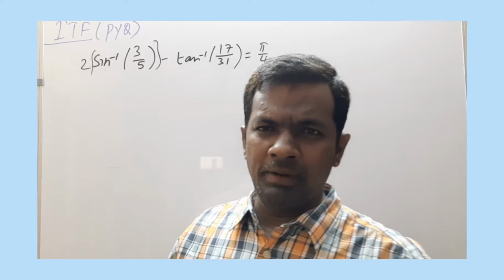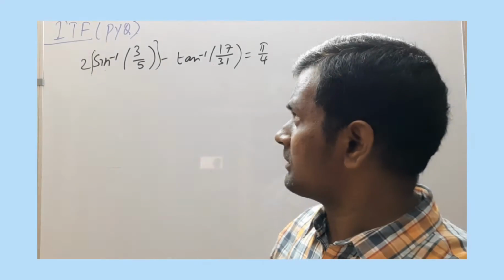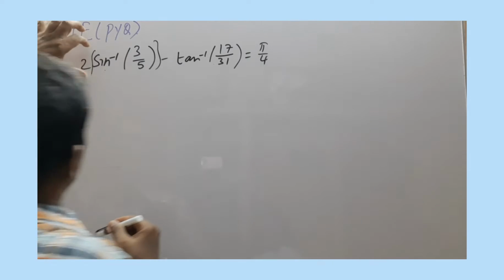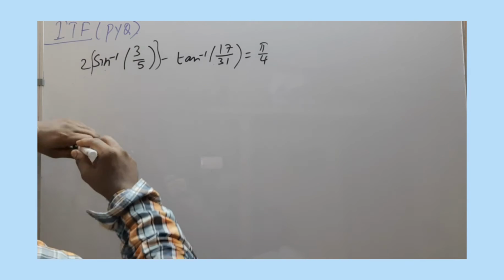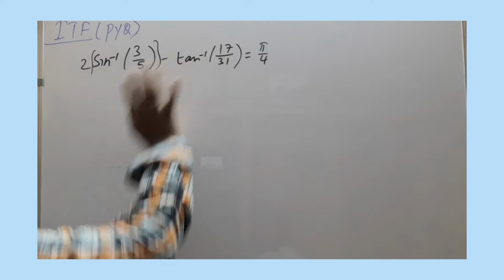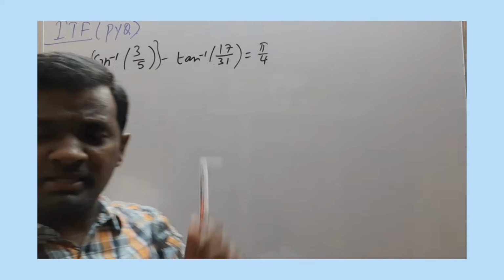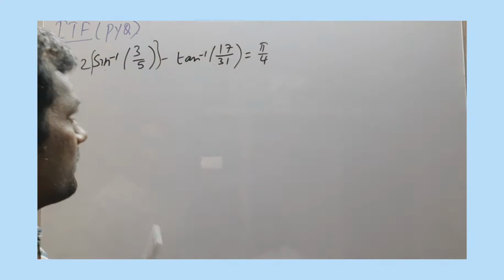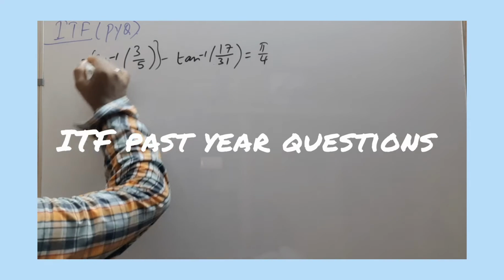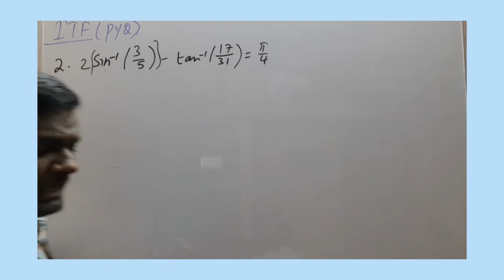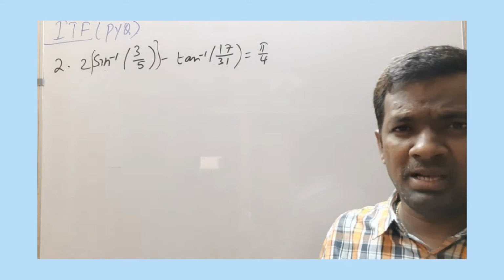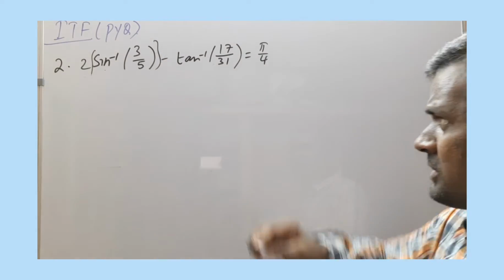Right. Let me continue with the second question. See, 2 sine inverse 3 by 5 minus tan inverse 17 by 31. I am supposed to prove it as pi by 4. How to prove this? See, the only option that is left ahead of me. Actually, we cannot think of multiple options here.